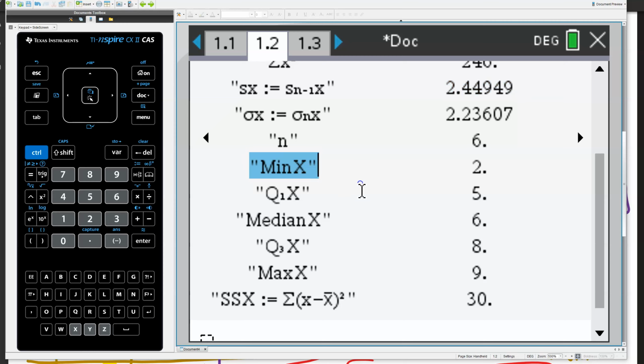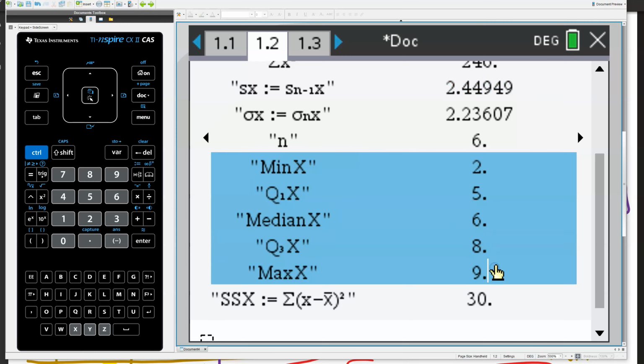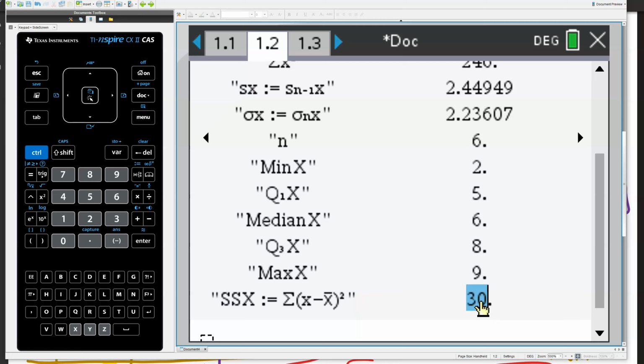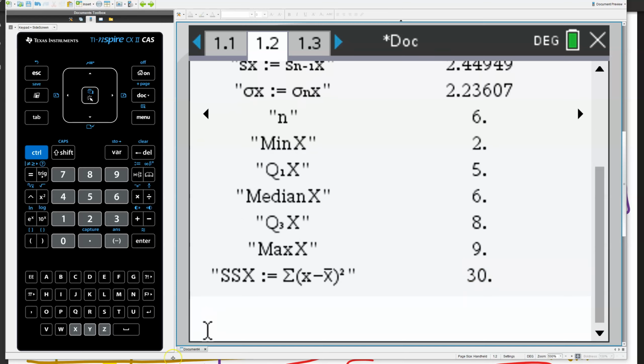Then here, these 5 numbers make up what we call the 5-number summary. We'll talk about this a little bit in a future video, probably the next one. So the 5-number summary is the min, the max, the middle, and then the middle of the bottom and the middle of the top, so Q1 and Q3. This is the sum of the squared deviations. This was that 30 I calculated before I divided by the 5 and took the square root. That's it.